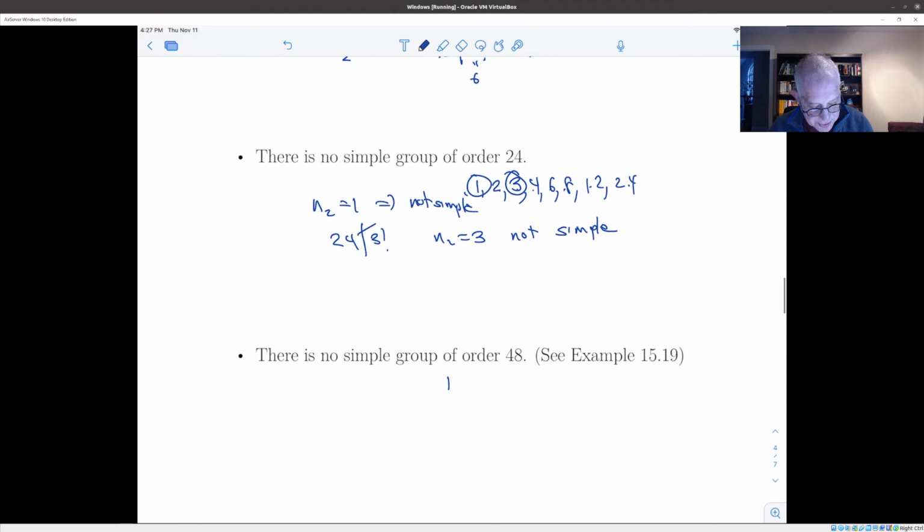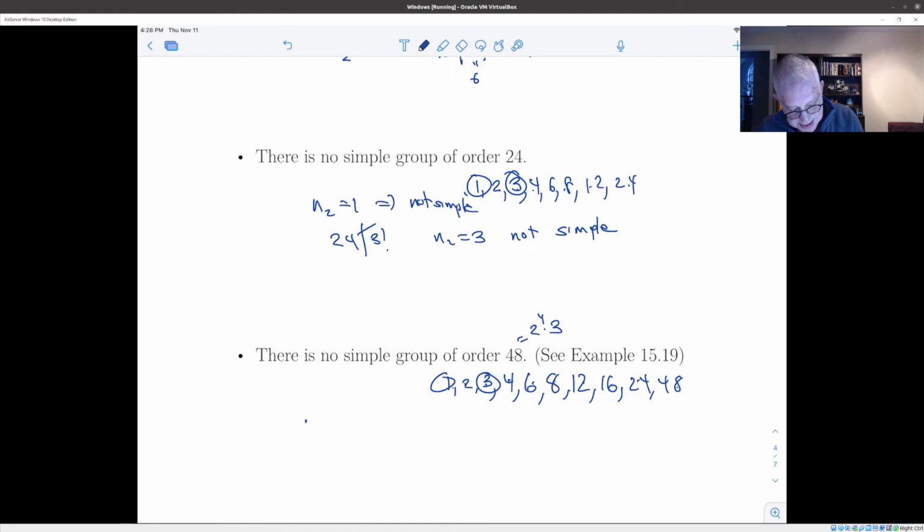And 48, the divisors are 1, 2, 3, 4, 6, 8, 12, 16, 24, and 48. This is 2 to the 4th times 3, so it has 10 divisors. The only odd ones are 1 and 3. And the same two cases: n_2 is equal to 1, not simple. And n_2 is equal to 3. 48 does not divide 3 factorial, so it's not simple.